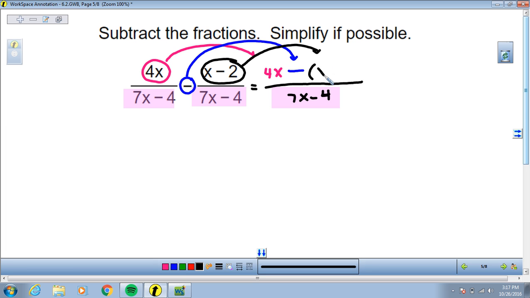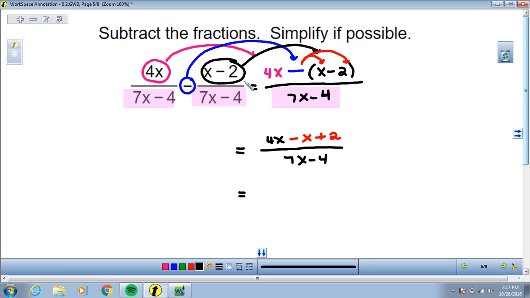So you need to be careful when you subtract x minus 2, you need to put it in parentheses because everything in that fraction must be subtracted. So you need to multiply both of them by that negative. Okay? So what are we going to get if we multiply them by that negative? We're going to get 4x. Of course, we're going to bring the 4x down. And if I distribute that negative, we're going to get negative times x is negative x, and negative times negative 2 is a positive 2, over my common denominator, which is 7x minus 4.